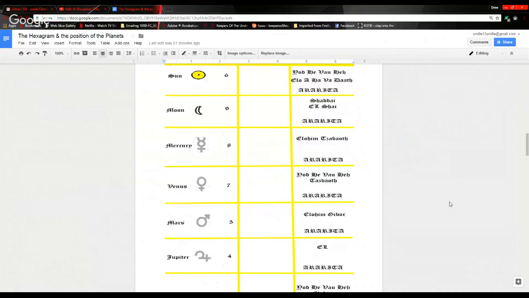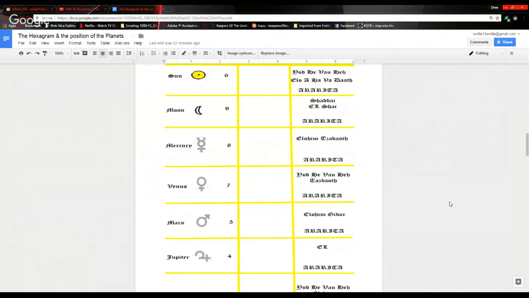Mercury, 8, Wednesday. Metal, mercury, brass. Color, orange, yellow. Gem, fire opal, agate. Scents, storax, mastic, all fugitive odors. Plant, Mali, sage, peyote. Formula, Elohim Tzabaoth.